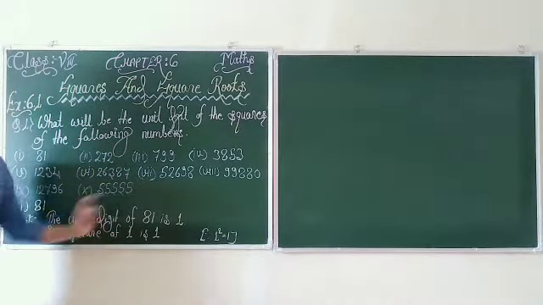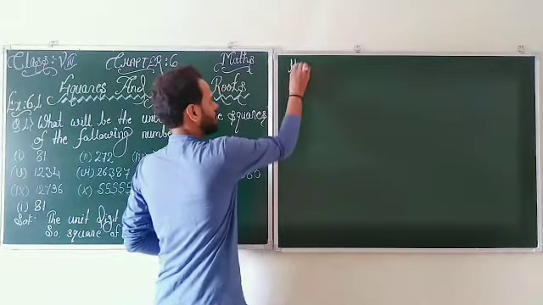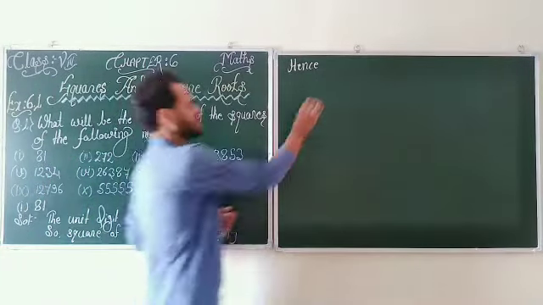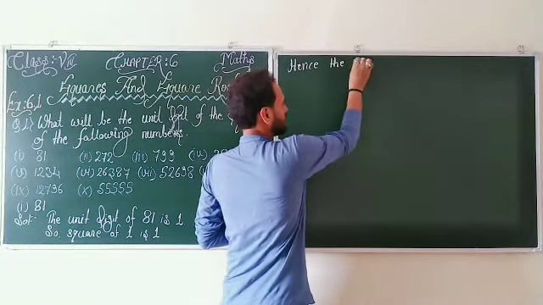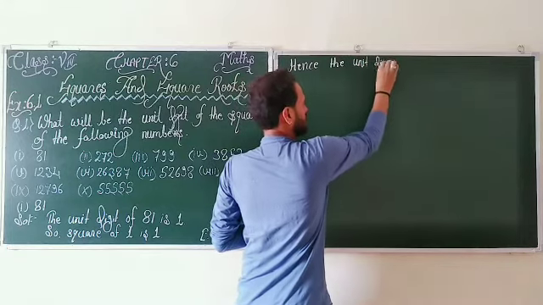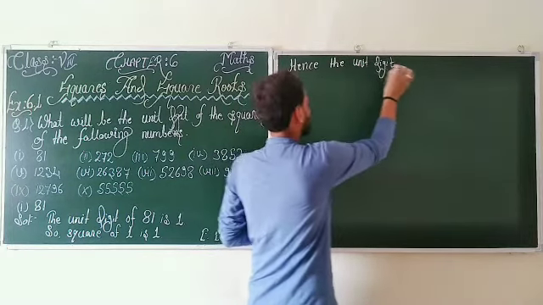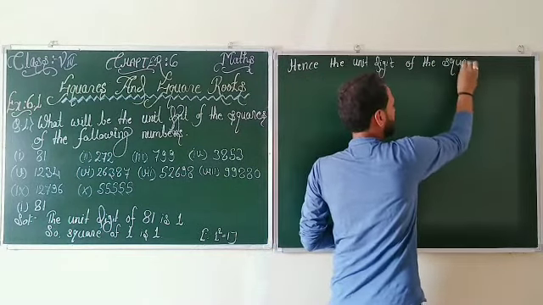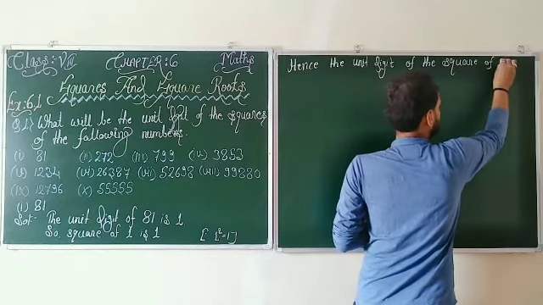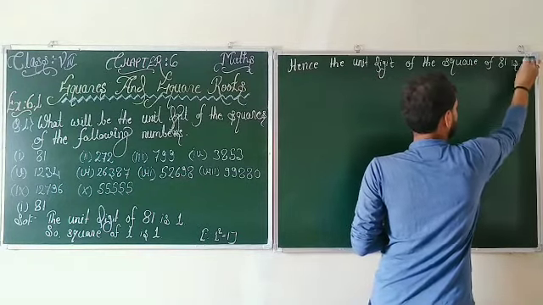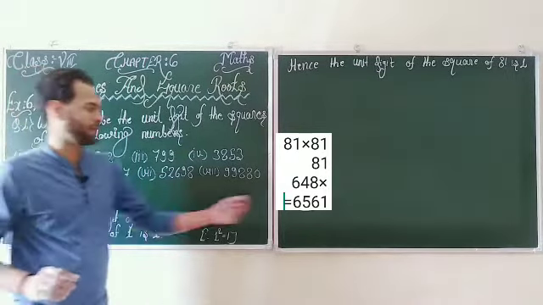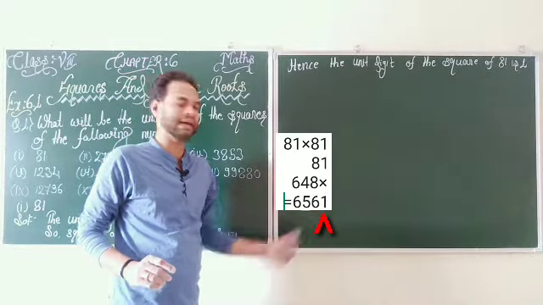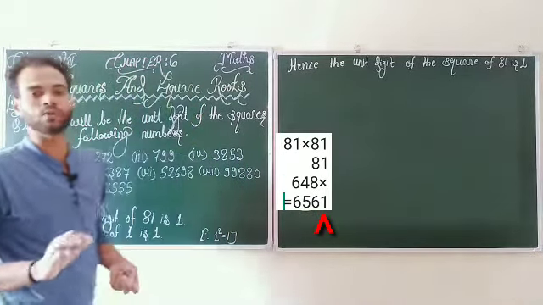So square of 1 is 1, hence the unit digit of the square of 81 is 1. 81 का स्क्वायर करने पर उसकी वंस डिजिट क्या होगी, तो 1 का अपन ने स्क्वायर किया और 1 का स्क्वायर क्या होगा, 1. So we get 1 at the unit place of the square of 81.